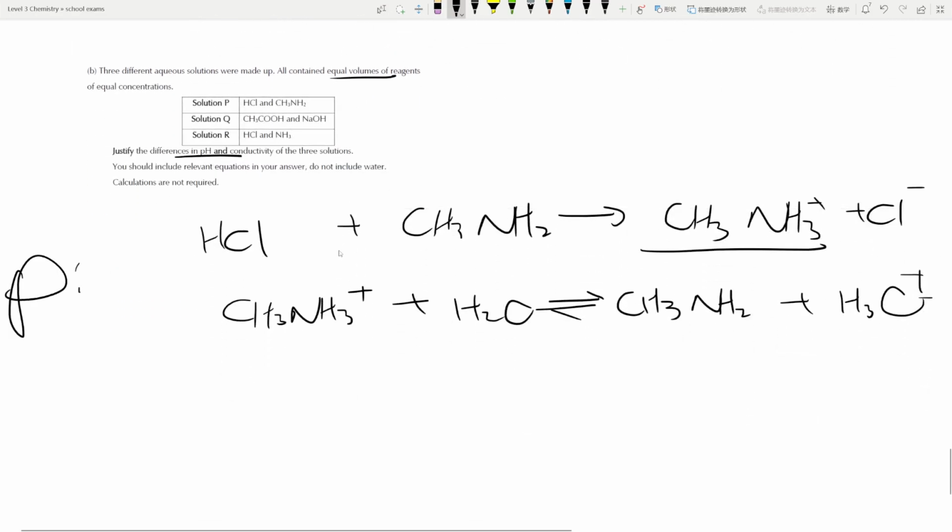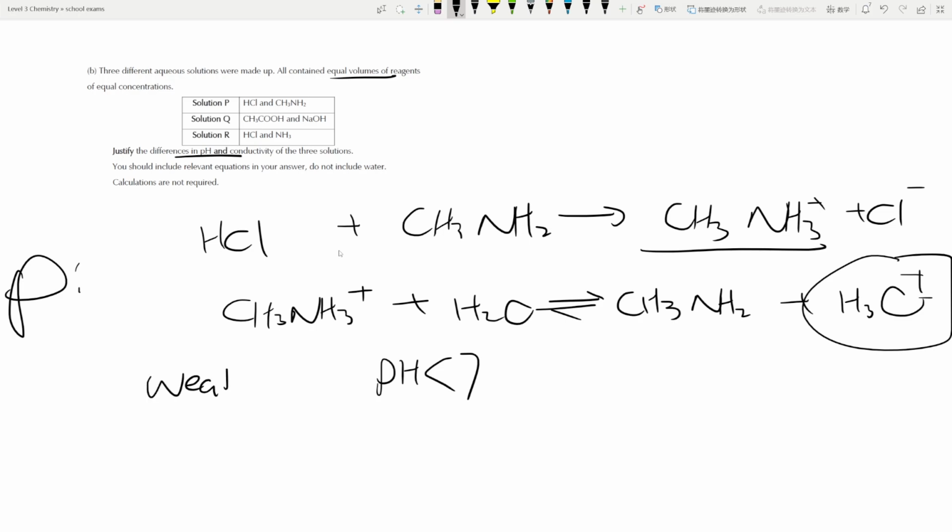And as we can see, what is the final pH going to be? This pH is going to be lower. This is going to be a weak acid, so the pH will be below 7, but not that low, because this is a weak acid, because it partially dissociates. And what about the conductivity? It's a good conductor because you make tons of these free moving ions.